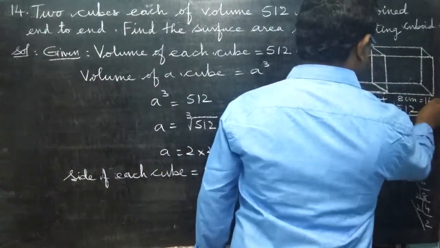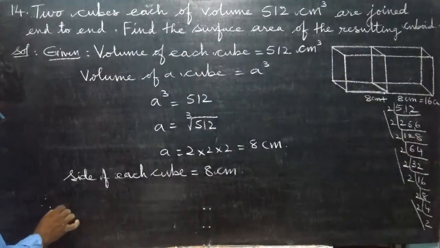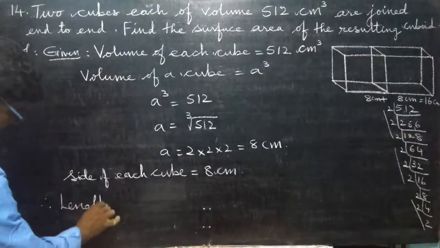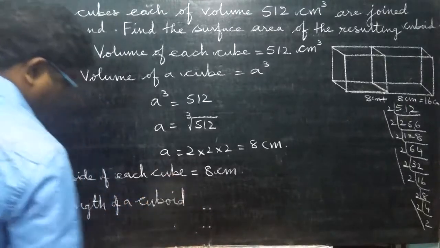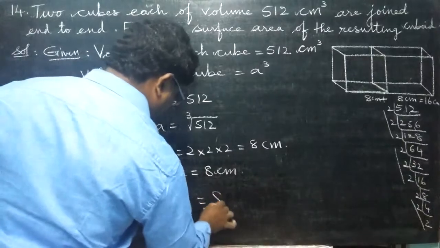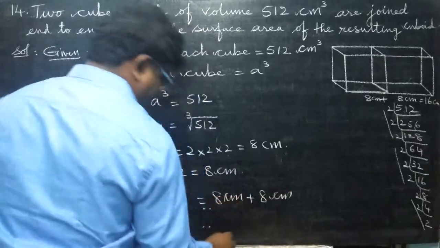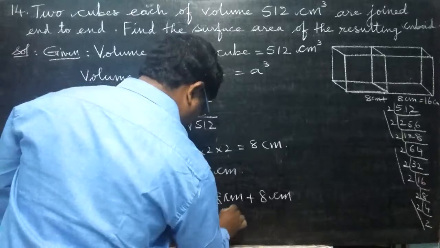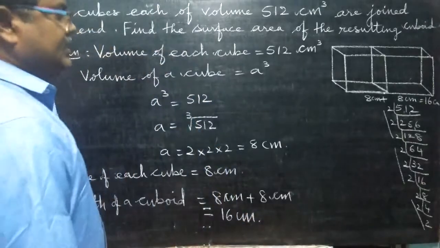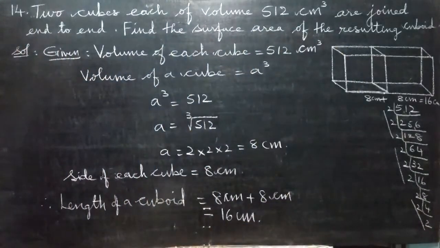16 centimeters. Therefore, the length of a cuboid: two cubes combined became a cuboid. Length of cuboid is equal to 8 centimeters plus 8 centimeters. How much? 16 centimeters. Next, breadth will not change, height will not change. Breadth will be the same, 8, and height also will be 8.